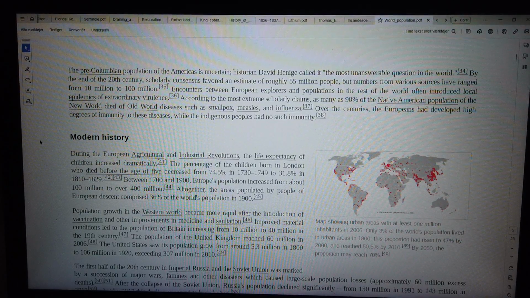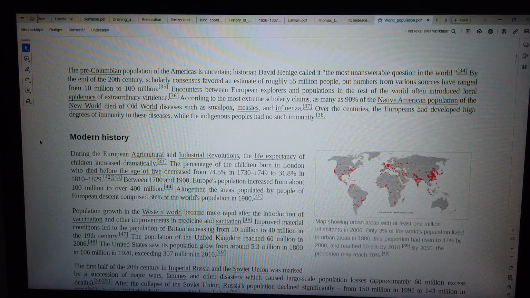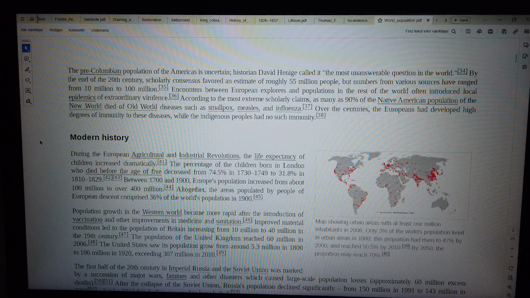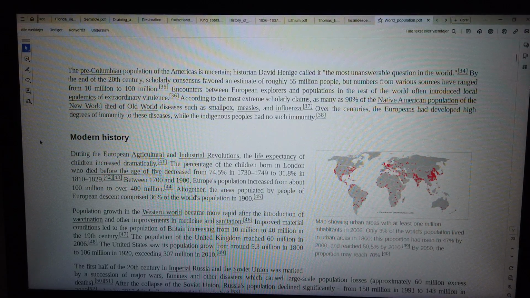Over the centuries, the Europeans had developed high degrees of immunity to these diseases, while the indigenous peoples had no such immunity. Modern history.